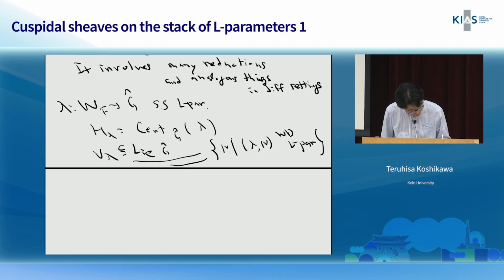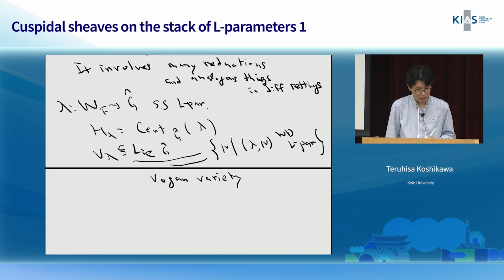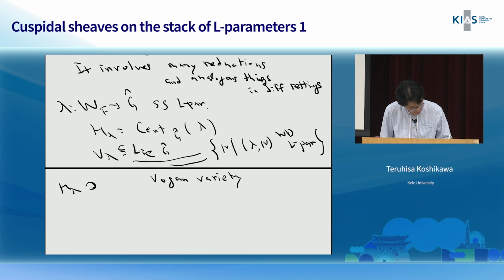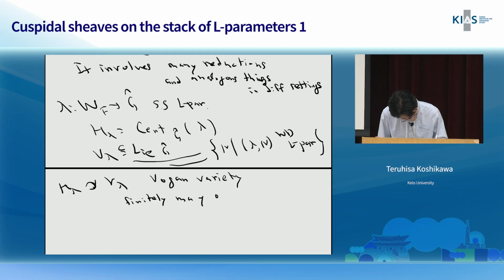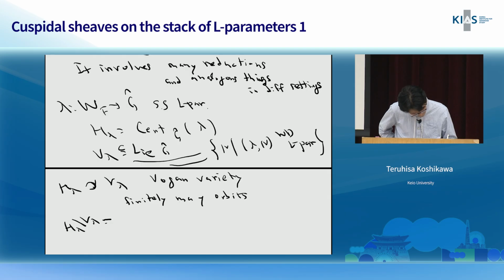And this is usually called, I think, the Vogan variety. And H lambda is acting on V lambda. And there are only finitely many orbits. It's actually a very good space, okay? And the quotient stack I call the Vogan stack.